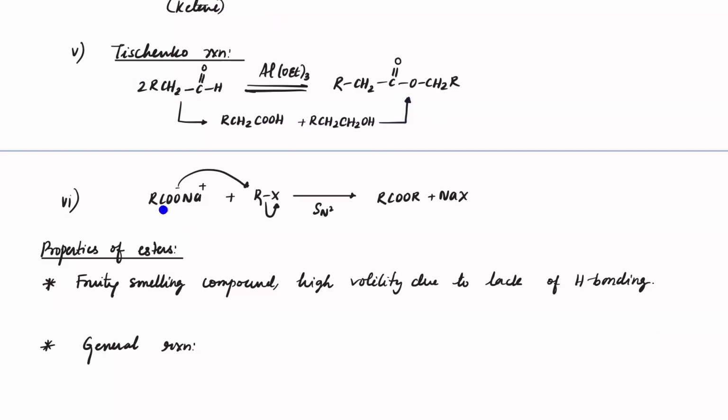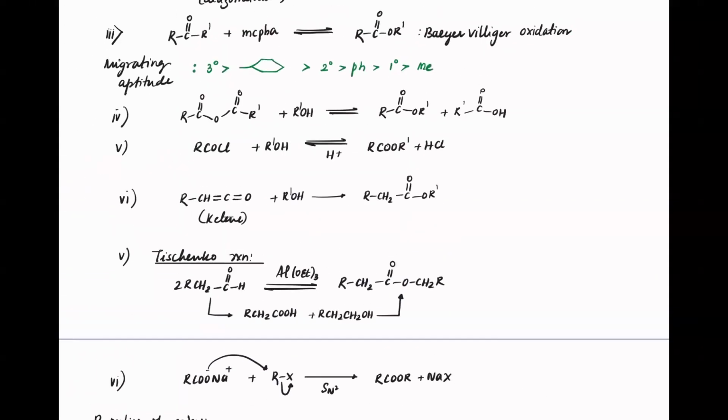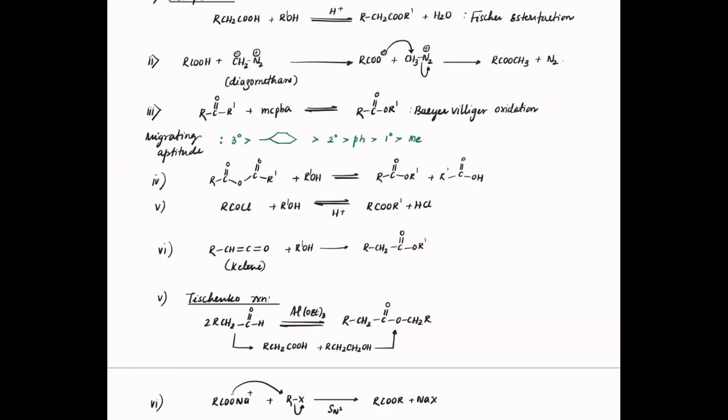Next, if you have carboxylate RCOO minus reacting with RX, COO minus will act like a nucleophile, attack here and convert into an ester. So please check it out quickly. These are all the ways of generating esters here.